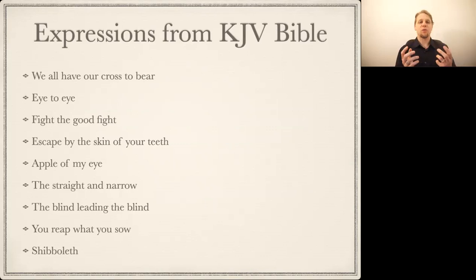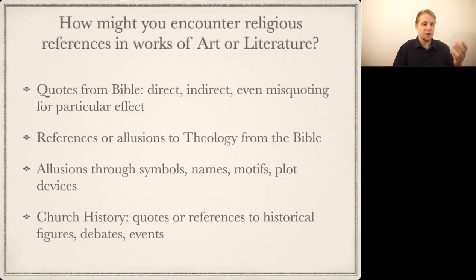Now, what kind of influence has the Bible had on literature? The elements that you might find related to the Bible or religious thought in a text of literature might include quotes from the Bible, whether they are direct quotes or indirect, maybe allusions, sometimes even misquoting for particular effect, or putting it in context or out of context, repurposing it for a different idea. You'll also find theology derived from Scripture, references or allusions to theology, such as the Trinity or the sacrificial death of someone to save someone else, or the idea of original sin.